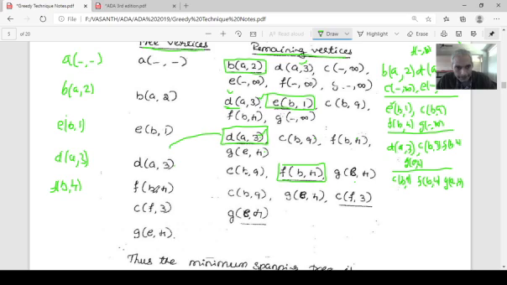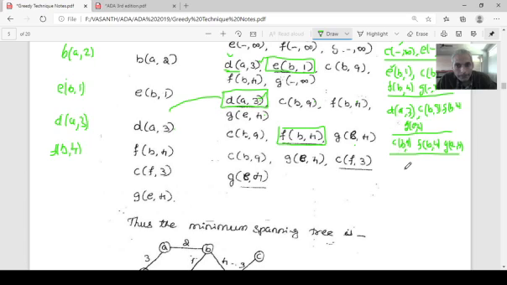So now how many are remaining? 1, 2, 3, 4, 5 is completed. Still 2 vertices are remaining with us. In the next step, we will write down those 2 vertices. Clear? So we will start with the remaining vertices.